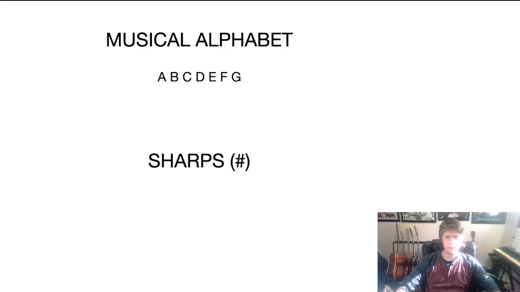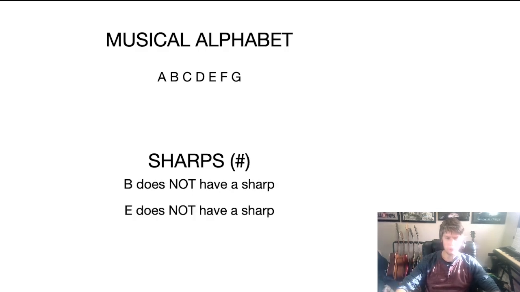Now, the musical alphabet gets a little bit more complicated when we include what's called sharps. And we'll be exploring sharps in a separate video, but for now, it's easier just to memorize the notes that do not have sharps. And there are only two notes that don't have sharps. Those two notes are B and E. So if we memorize that, B does not have a sharp and E does not have a sharp, it becomes a lot easier to fill in the rest of that. So let's do that together.